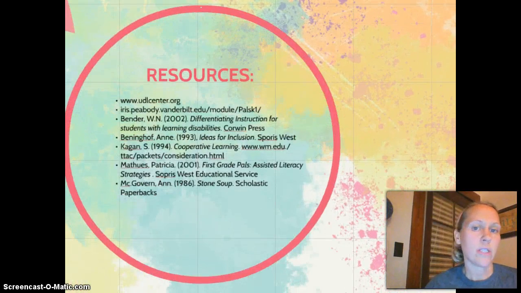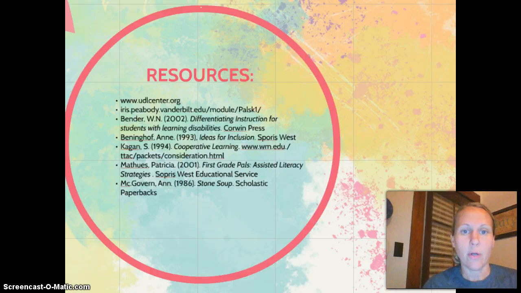Here are some of the resources I used. Check them out. They're pretty great. The UDLcenter.org has a whole bunch of information on the 3 principles. Ideas for Inclusion offers you a ton of different learning strategies to use in your classroom.